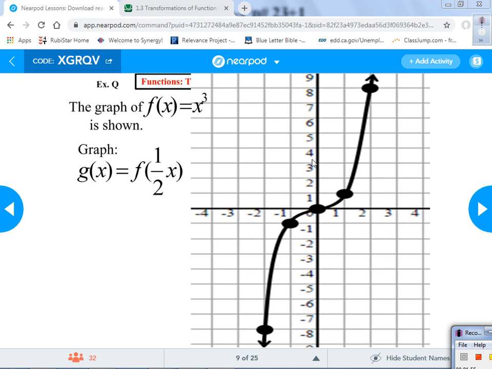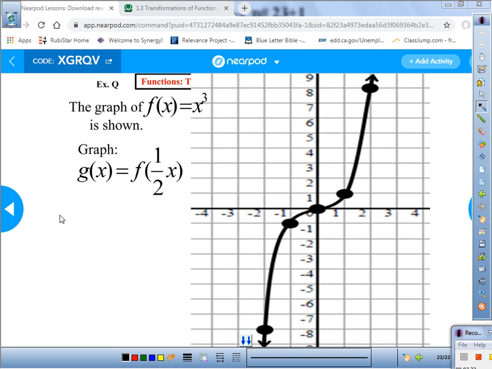Alright, so first things first, it says the graph of f of x equals x cubed is shown. Here it is. And by now you know what a cubic function looks like. There it is. And now they want us to graph g of x equals f of 1/2 x. So, what is the first thing I asked you guys to do when we first started transformation? Make an input-output table of the points they give you with the original function. So let's do that.